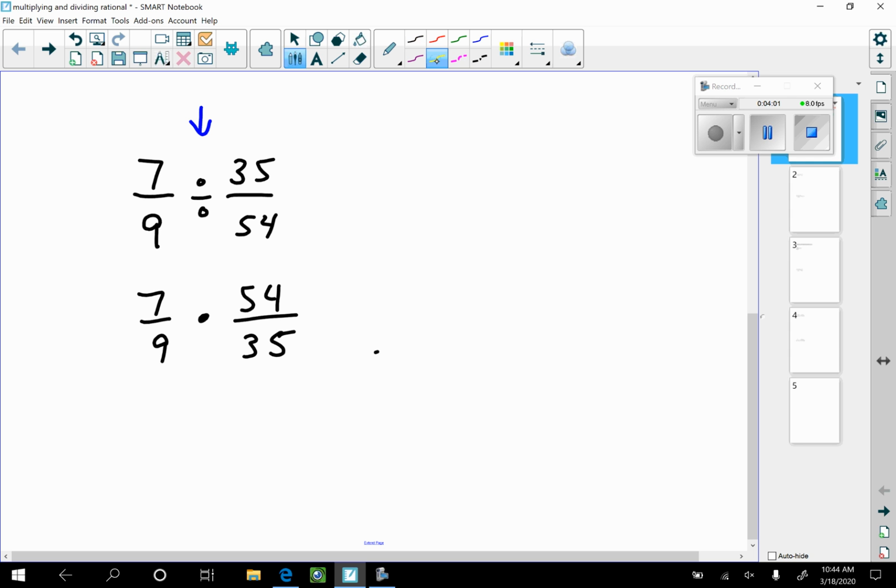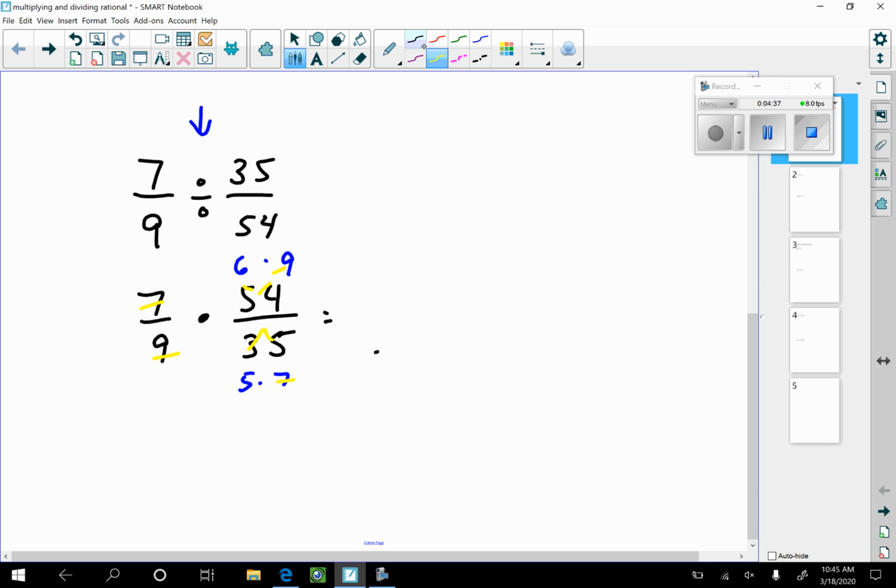I see right away that 54 has a factor of 9, it is a multiple of 9. It's 6 times 9. 35, I can see that easily, is 5 times 7. And so now I'm going to cancel like factors. What do I have? I have these two 9s that are going to cancel, and I have these two 7s. And I know 6 has no factors that 5 has.